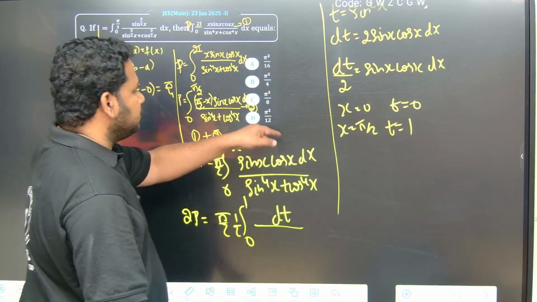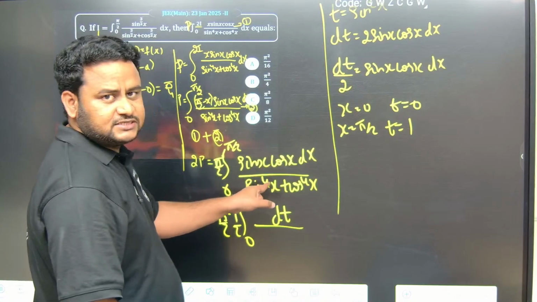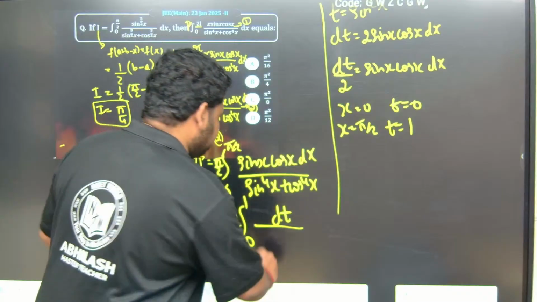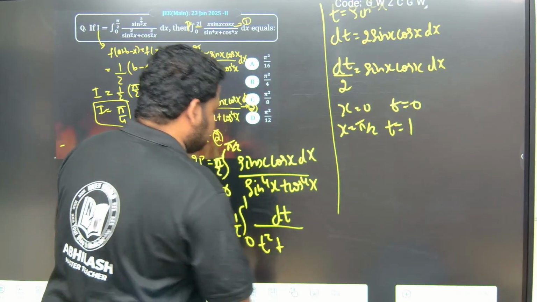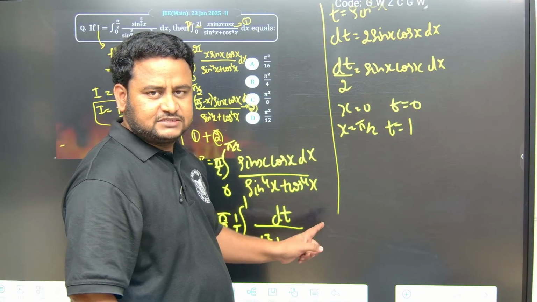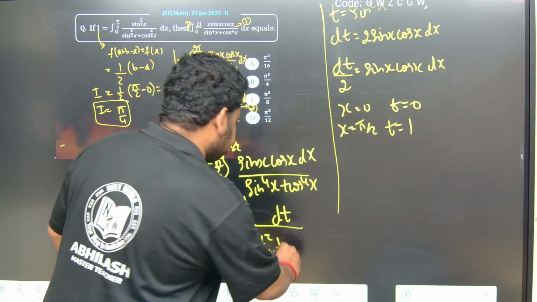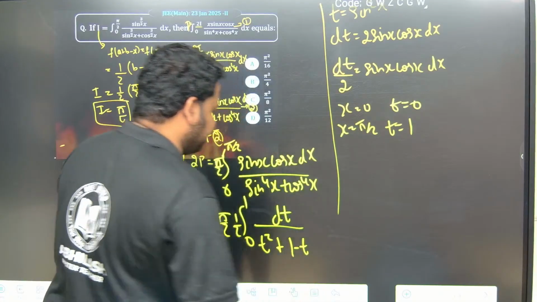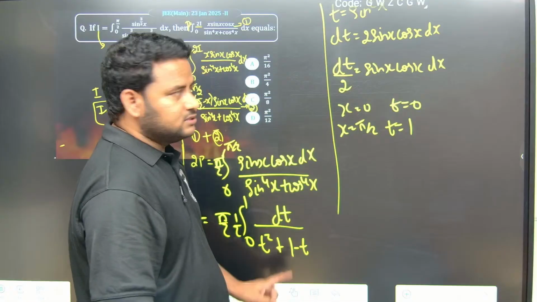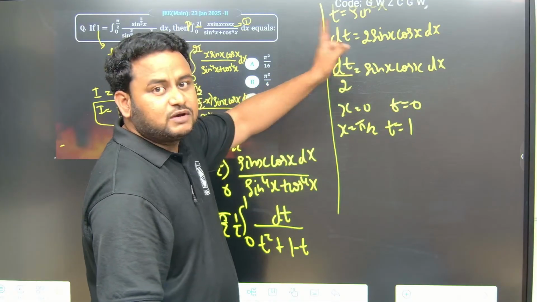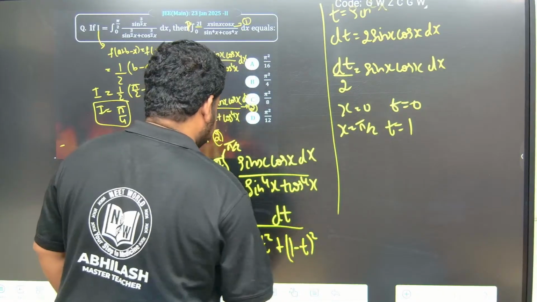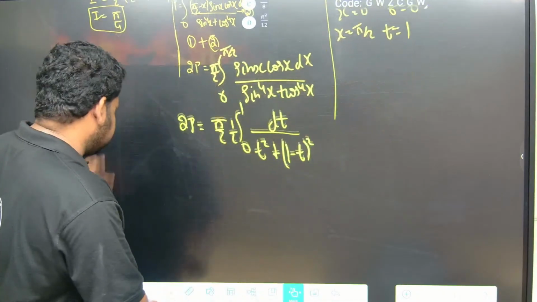Sin power 4 means it is nothing but sin square x is t, so sin power 4 will become t square. What about cos power 4 x? Cos square x can be written as 1 minus sin square x, that is 1 minus t. So t is nothing but sin square x, and cos square x can be written as 1 minus t. So we get (1 minus t) whole square dt. This is what it will become.